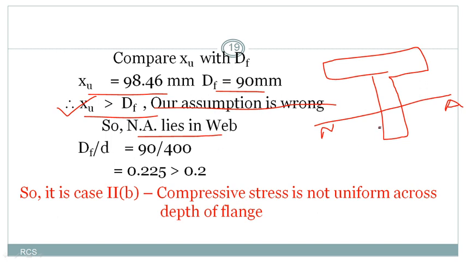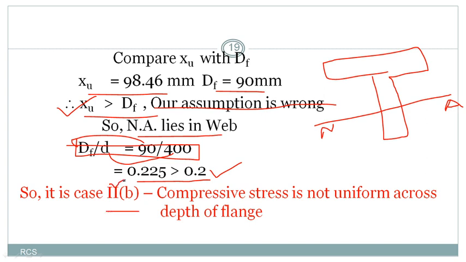For that we have to check one more condition, that is the DF by D ratio. If the DF by D ratio is less than 0.2, it is case number 2A. If it is greater than that, it is case number 2B. So DF by D is 90 by 400, where DF is 90 and small d is 400. That will give 0.225. So this value is greater than 0.2, so we have to analyze with respect to case number 2B.